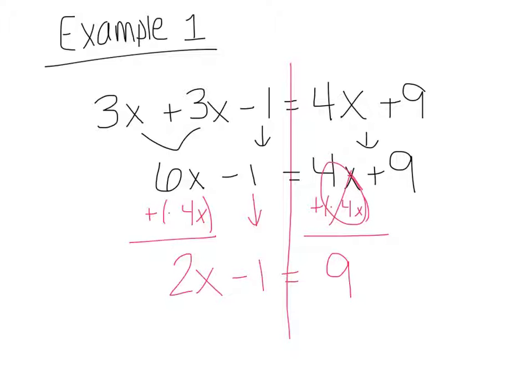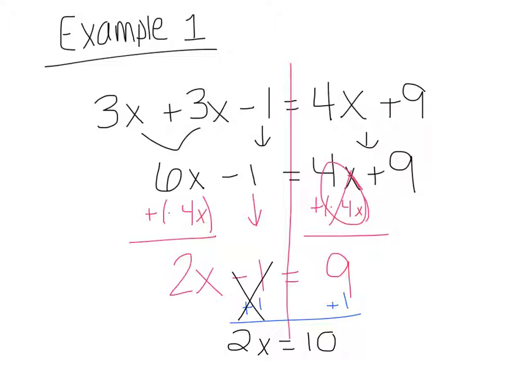Now we need to get rid of this minus 1 that's on the same side of the mat as the x's. So I'm going to get rid of that by adding 1. But remember, if you do it to one side, you have to do it to the other. And now what I have left on the first side, this cancels out. I have 2x equals 10.